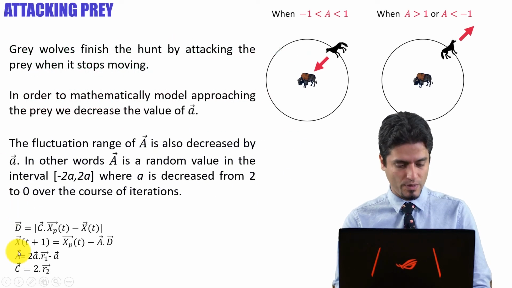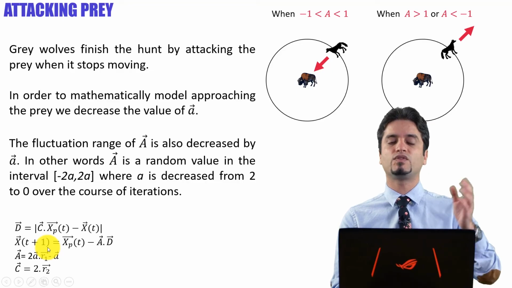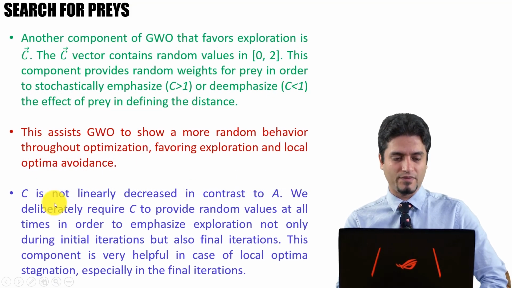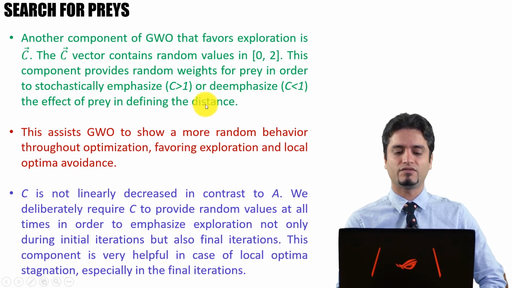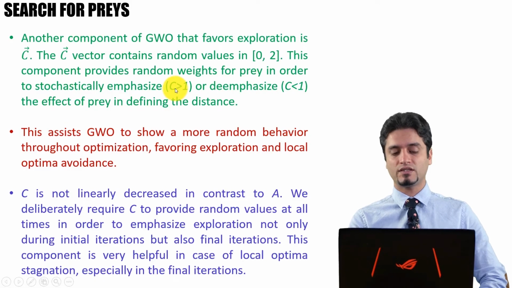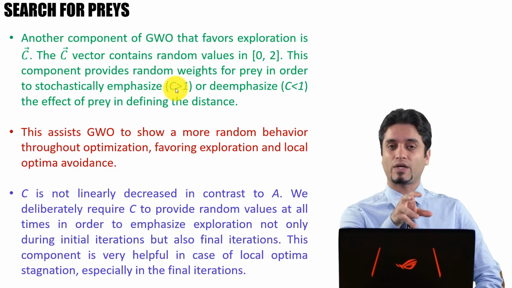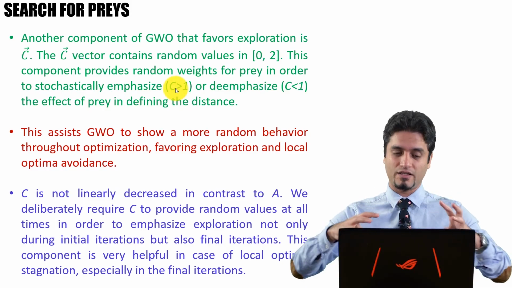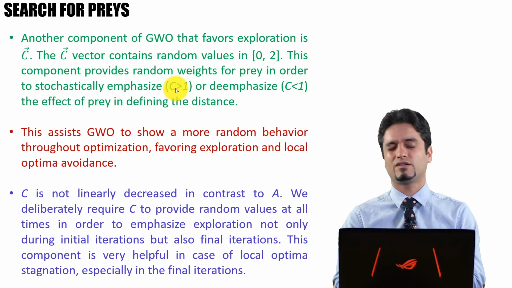This is the equation. Remember, C is equal to 2 times R2, so it's a random number between 0 and 2. Based on the number, this component provides random weight for the prey in order to stochastically emphasize or de-emphasize the effect of prey in defining the distance. So if C is greater than 1, there's an emphasis on the impact of the position of the prey on the position updating. So things get attracted to the prey. But if it's less than that, then not really.